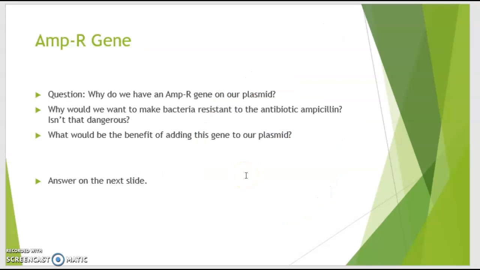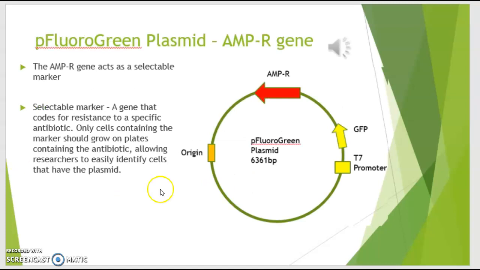So a big question I like to cover is, why do we have an AMP resistance gene on the plasmid? Why would we want to make bacteria resistant to antibiotic ampicillin? Isn't that dangerous? Don't we try to prevent bacteria from becoming antibiotic resistant? So we're going to talk about it a little bit more on the next slide. The AMP resistance gene acts as a selectable marker.